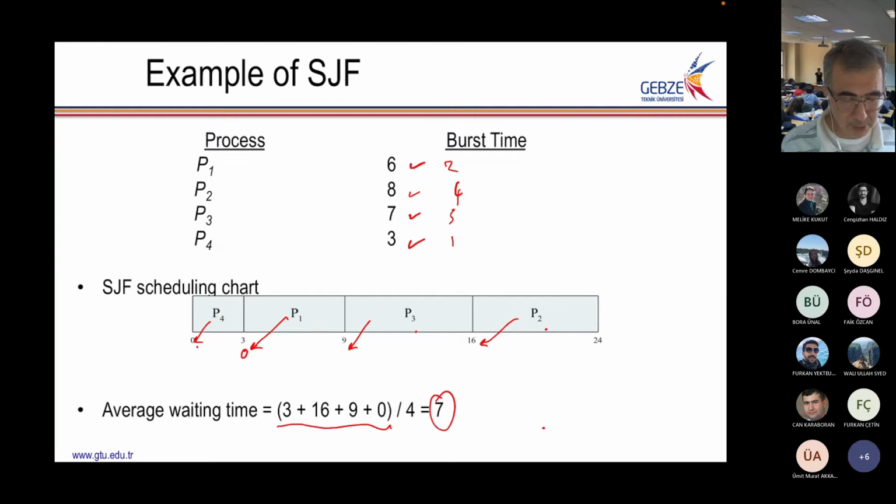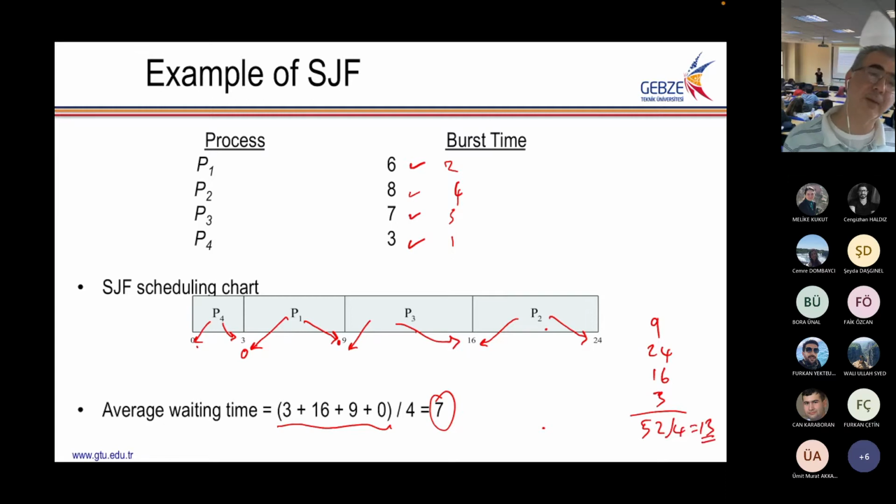When we talk about turnaround time, P1's turnaround time is 9. P2's turnaround time is 24. P3's turnaround time is 16. P4's turnaround time is 3. So the total is 52. 52 over 4 is equal to 13. Do you understand? Probably yes. Please let me know if you have questions.